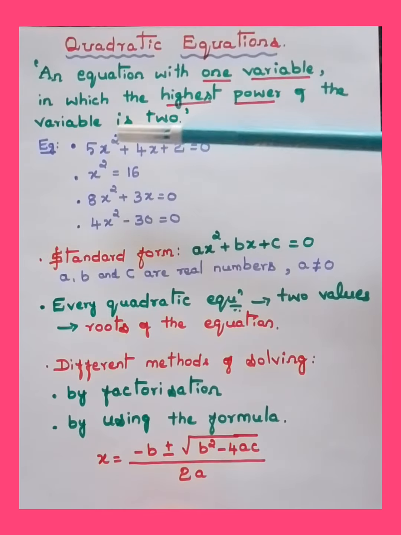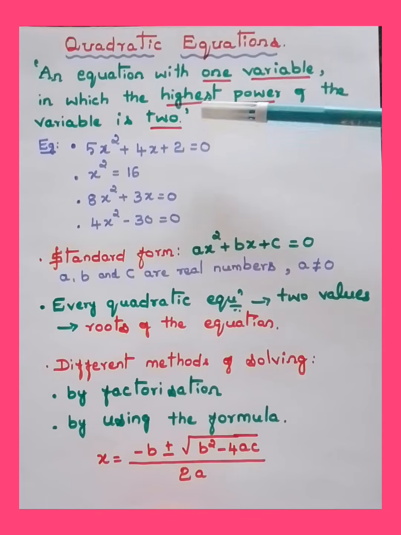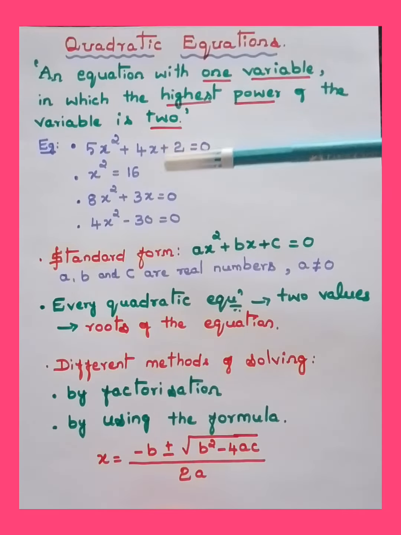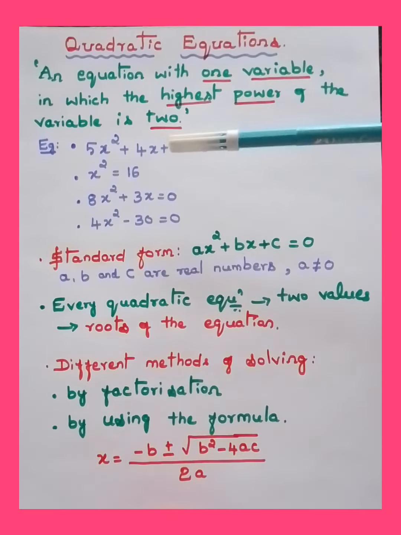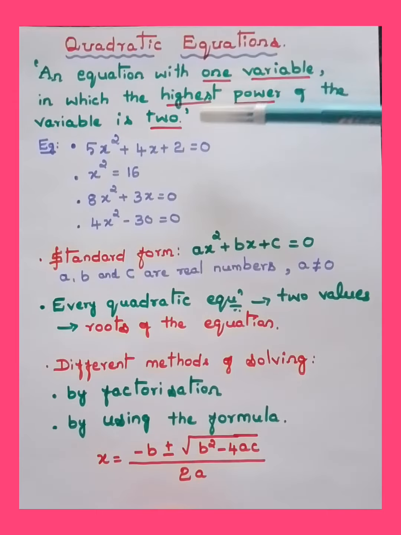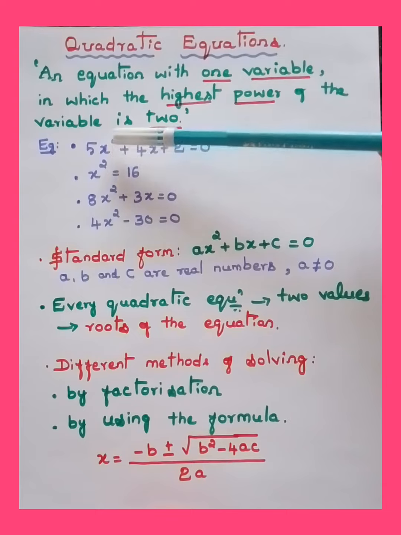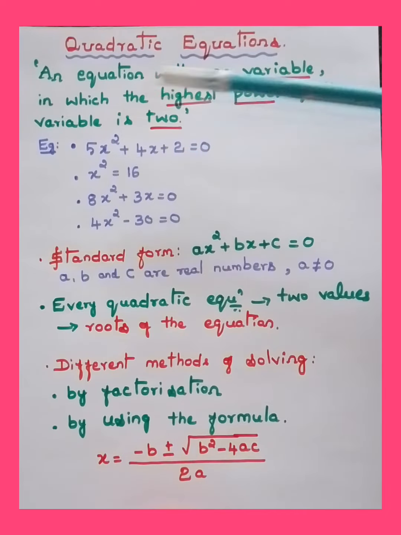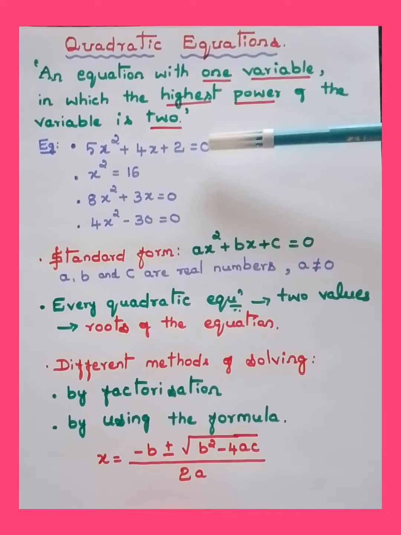In this, what is the variable here? Only x is the variable. Only one variable. No y, no other variables are mixed here. Only x. So, one variable in which the highest power of the variable is 2. So here, x to the power of 2 and x to the power of 1. This variable's highest power is 2. It is not more than 2. Hence, it is a quadratic equation.